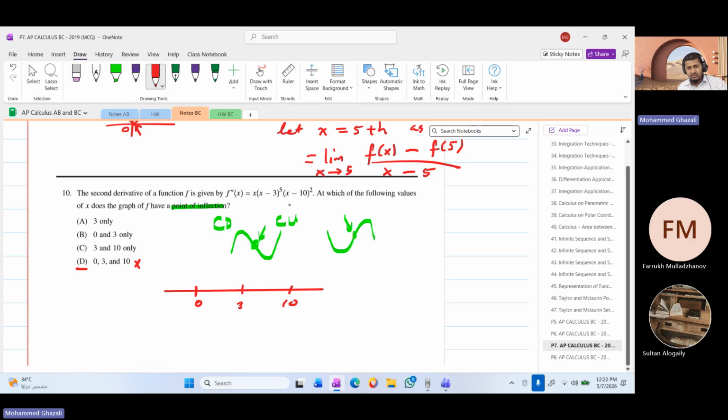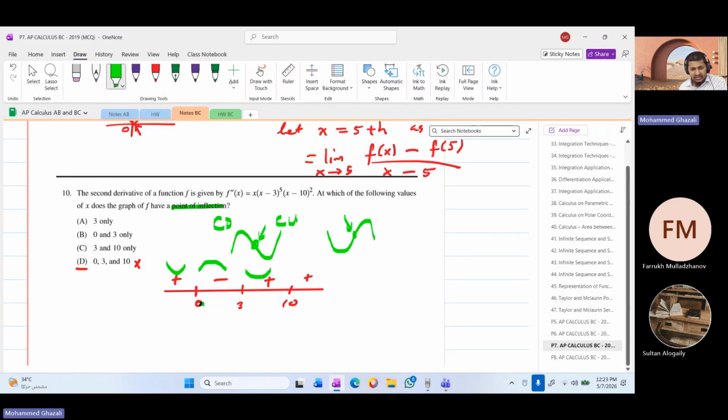Choose any value after 10. Let's choose 100, so that'll give us positive. Choose a value between 3 and 10, like 4. 4 minus 10 squared is positive, 4 minus is positive again. So it's concave up. Between 0 and 3, choose a value like 1. That's positive, and this is negative, so that's negative. Any value less than 0, like negative 10: negative, negative, and positive, so positive. So this is concave up, this is concave down, and this is concave up.